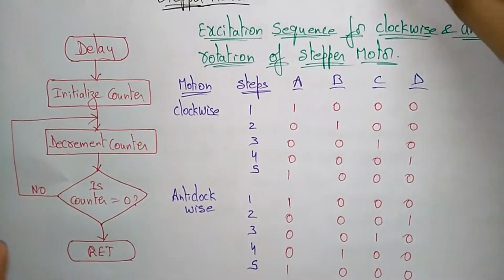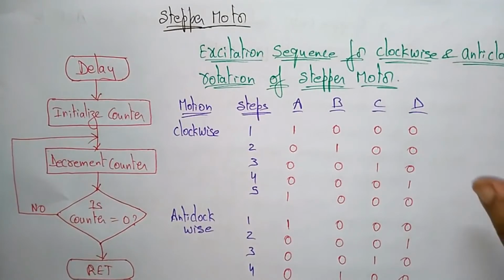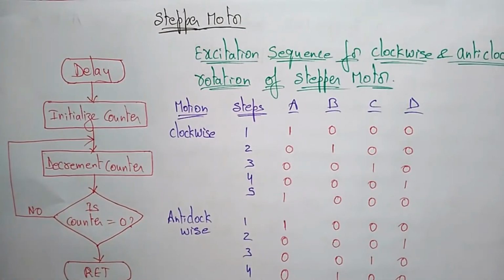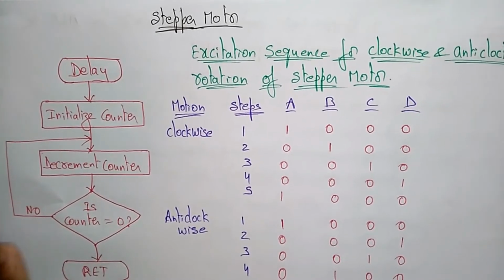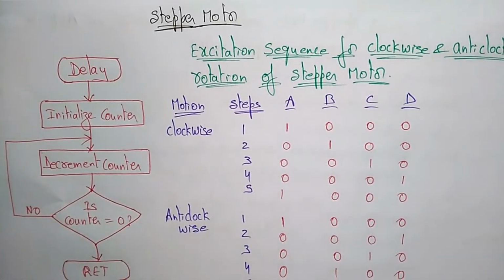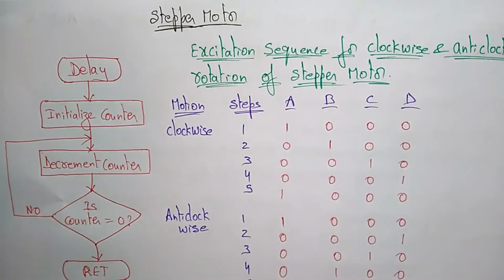Hi students, let us continue with the topic of the stepper motor. In the previous video I explained the basic features of the stepper motor, what exactly the stepper motor is. Now let us take one example of how the stepper motor rotates. A stepper motor may rotate in two directions. It may be rotated in clockwise direction or in anti-clockwise direction. It can rotate to one side or the other, clockwise and anti-clockwise.